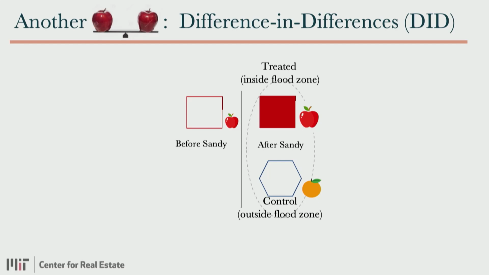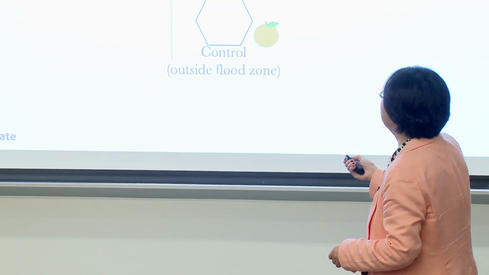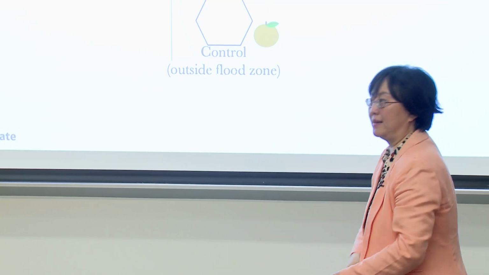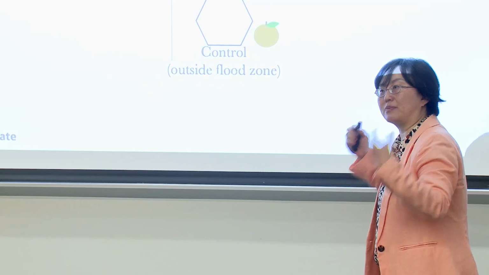Say, okay, I understand I cannot compare apple and orange, but now I'm going to change. I compare before Sandy, what's the price? After Sandy, what's the price? Subtract. Then this is the impact of Sandy. Any problem with this? Or it's good?